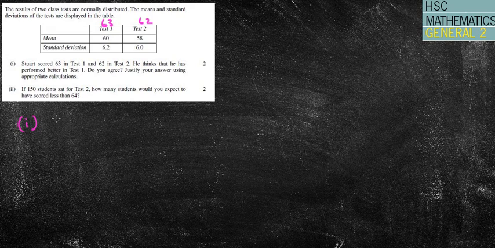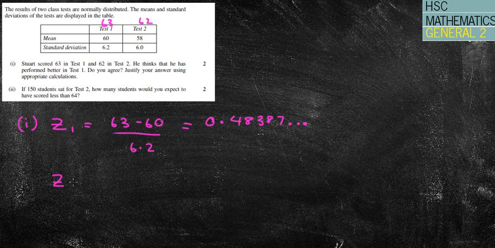Well, let's get the z-score of the first one. So that's going to be a score of 63, take away 60, all over a standard deviation of 6.2. And we're just going to plonk that into our calculator. So 63 take away 60 all over 6.2. That gives me 0.48387... So not a particularly nice number there.